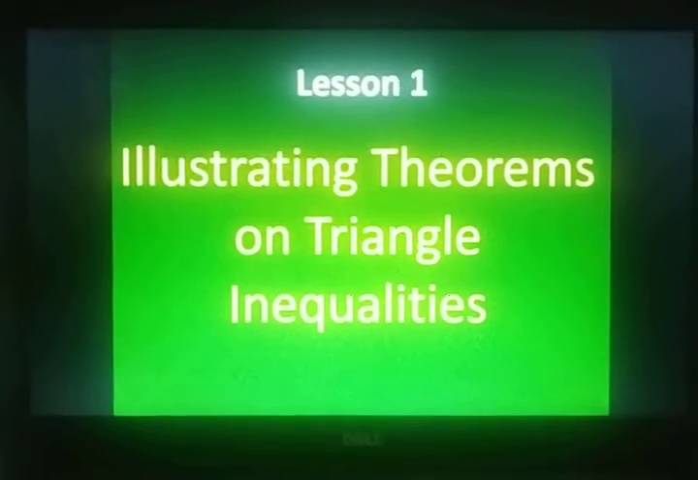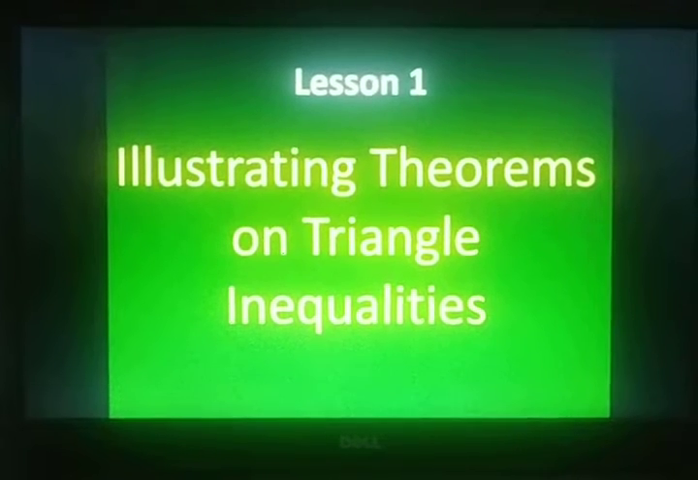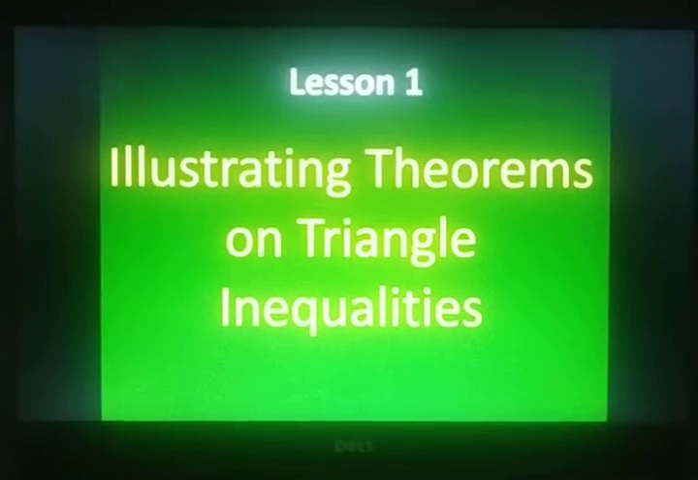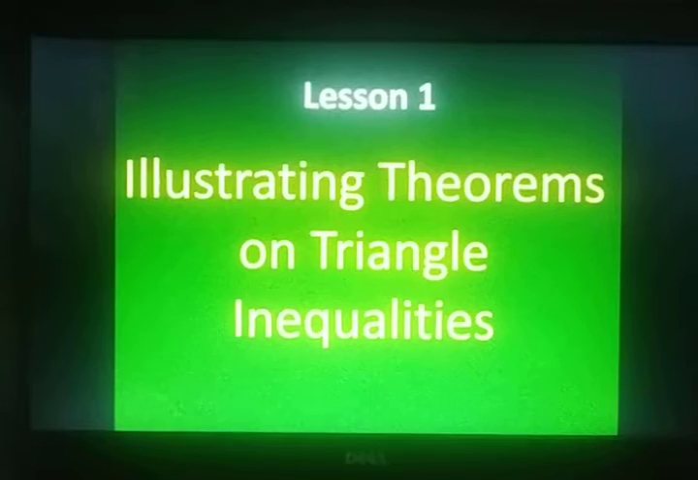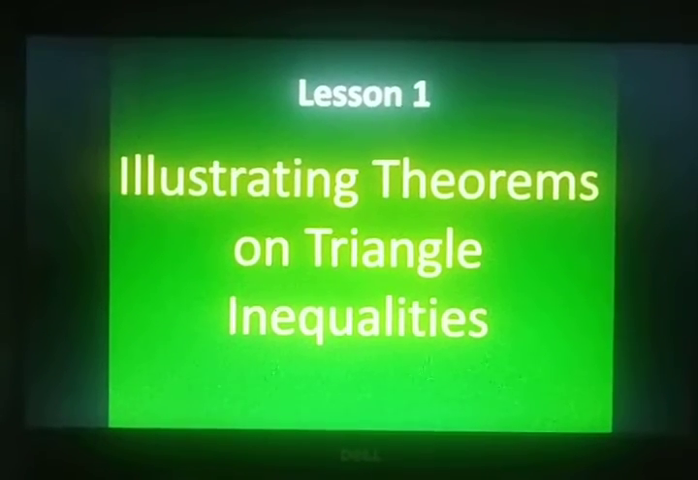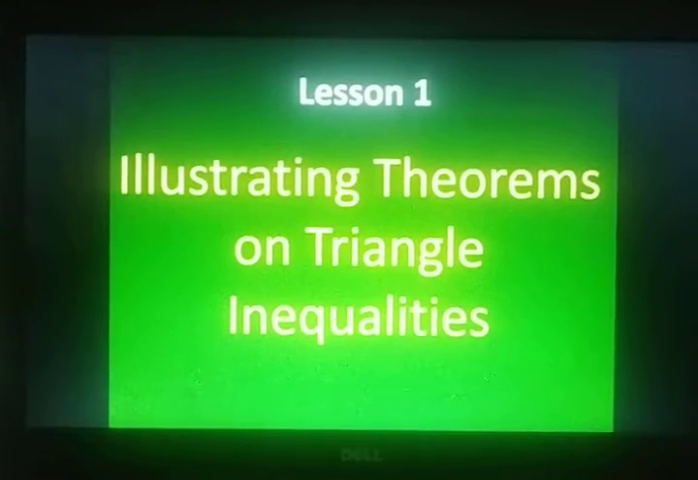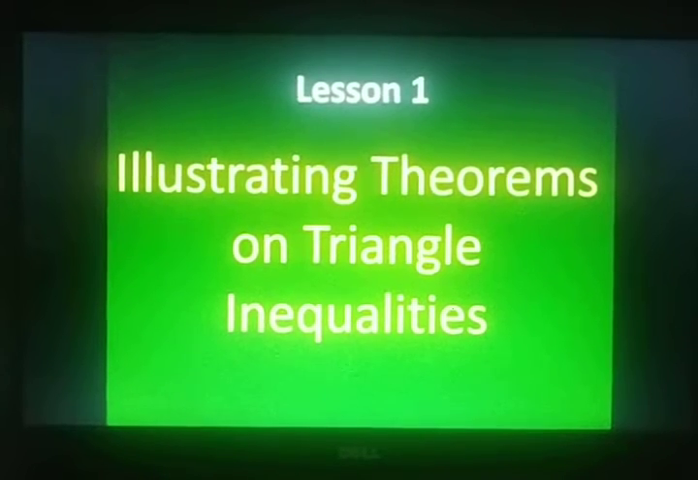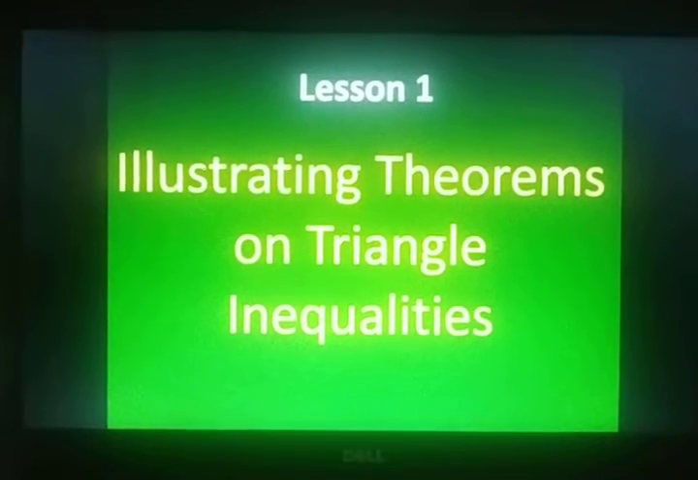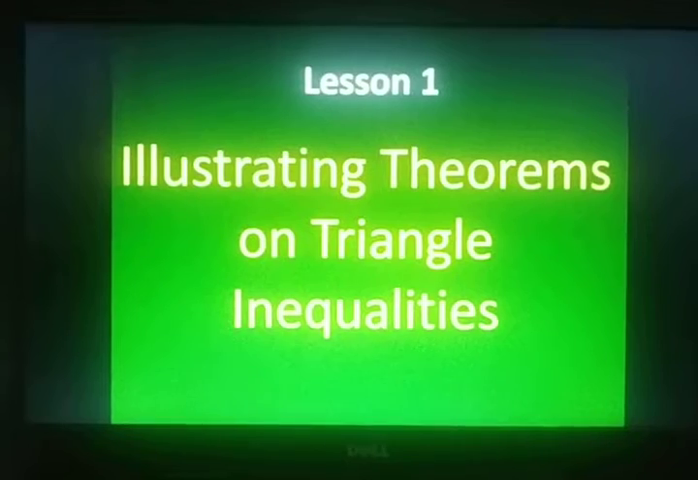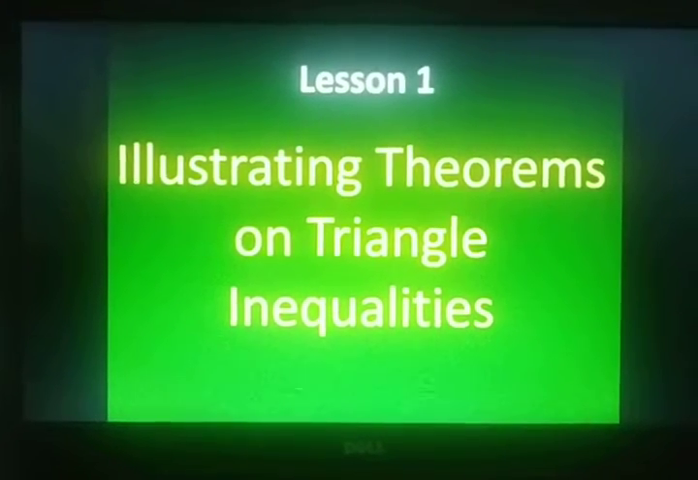Okay, so these are theorems that talk about triangles. If ever there are theorems or properties or descriptions that do not coincide with these theorems, then the figure you are studying is not a triangle. Okay, so let's start with the first theorem.